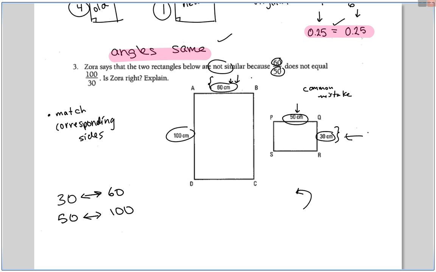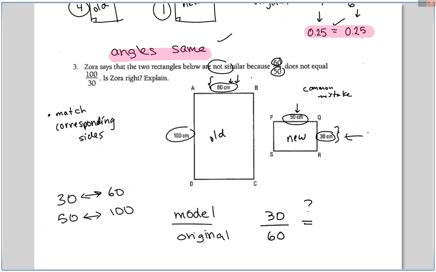Okay, so what we need to do is put the model on top of the original. In this case, I'm not sure which one is which, but it doesn't really matter. Let's call this the new and this the old. The model is always the new thing, so we go 30 dividing 60, and we have to check, is that the same as 50 dividing 100? You go to your decimals and you see that 0.5 is equal to 0.5, so yes, they are the same. So one of the checks is good. The sides are in proportion.